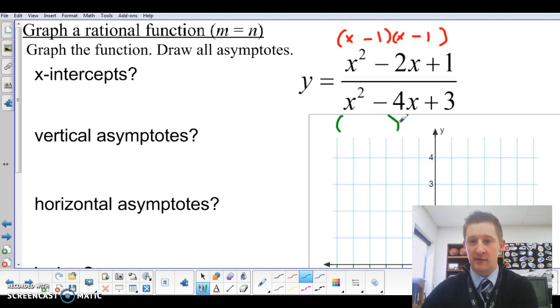I'm also going to factor the denominator while we're in the factoring mood. I have x and x to begin it. I need factors of 3 that add up to negative 4. That'd be negative 3 and negative 1.